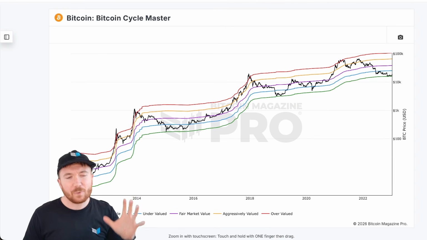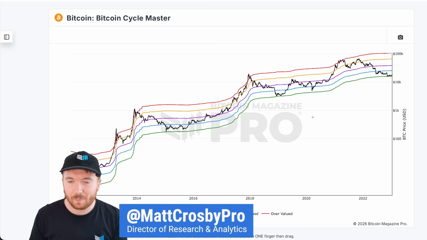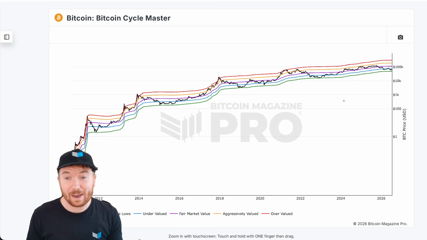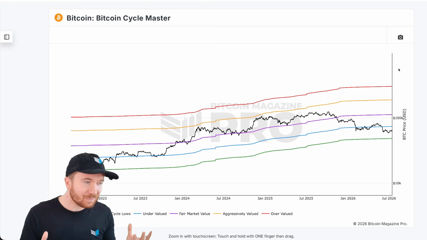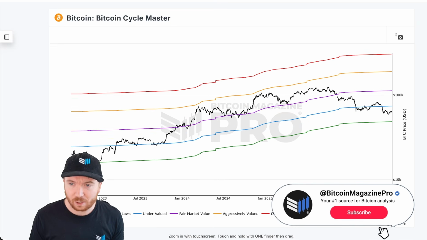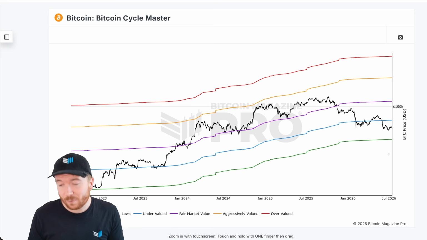Wouldn't it be great if we could just buy the exact lows of the Bitcoin bear markets and sell the exact peaks? Why don't we just use the cycle master chart and time the cycles perfectly? Well, one, I'd be out of a job, but secondly, sometimes it doesn't quite play out like that. Unfortunately, there is no holy grail indicator for Bitcoin or any other asset, and there never will be.